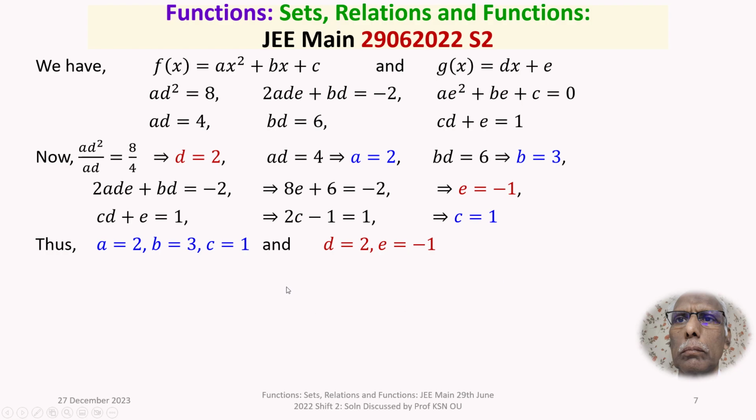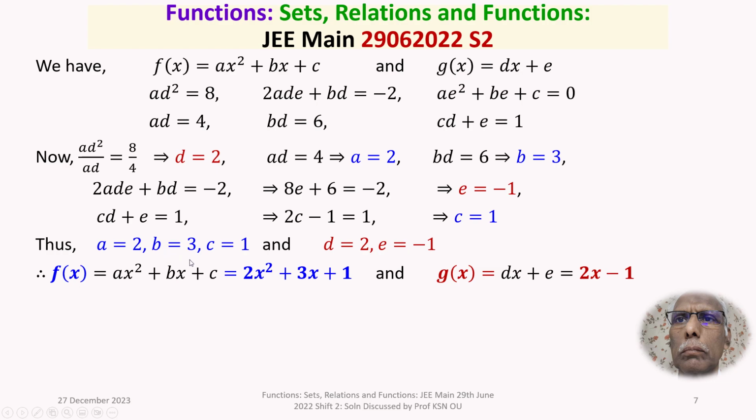So we can write down f of x, that is ax square plus bx plus c, that is 2x square plus 3x plus 1, and g of x is dx plus e. Substitute the values of d and e, then you will get 2x minus 1. So thus we have got the polynomials f of x and g of x. So we are ready to compute f of 2 and g of 2 and thereby f of 2 plus g of 2 can be obtained.